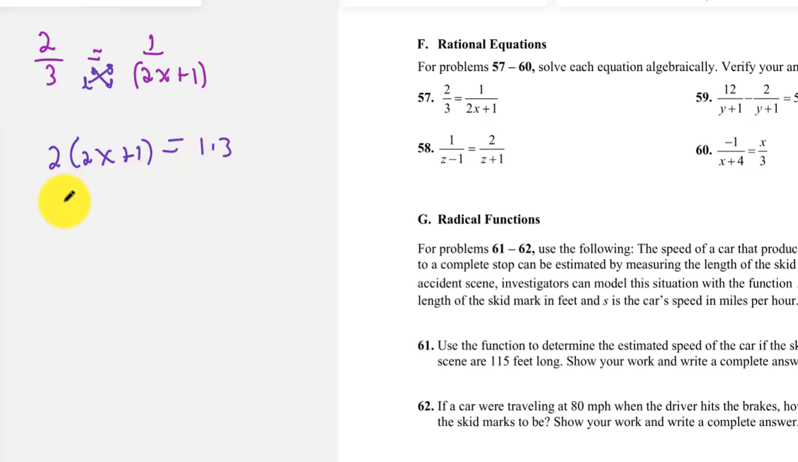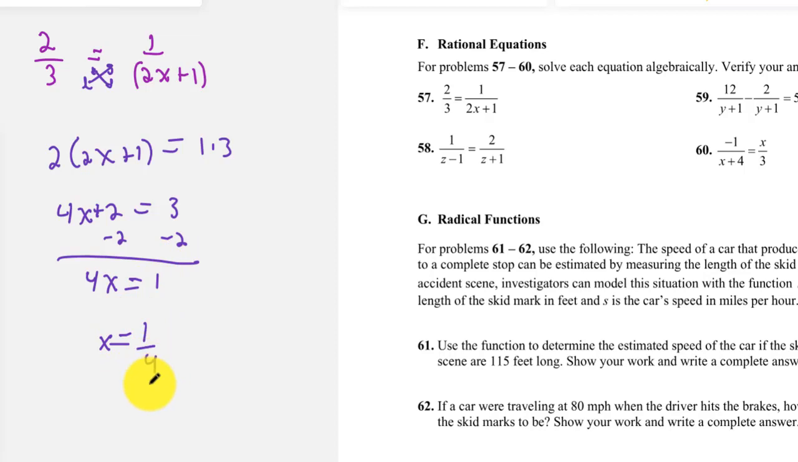When we clean this up, we get 4x plus 2, and that's going to be equal to 3, right? 1 times 3 is 3. We can subtract 2 from both sides, and we're left with 4x equals 1, or x equals 1 over 4. And that's our final answer for number 57.